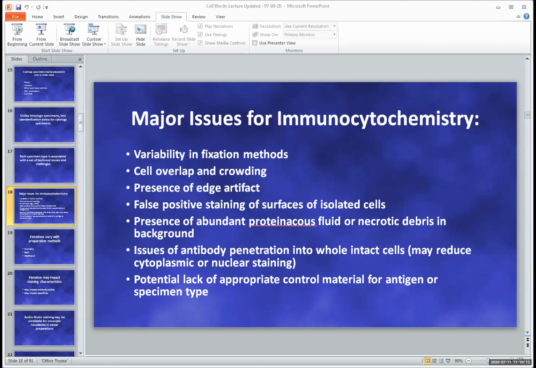Remember, when we look at surgical pathology material and cell block material, we're cutting sections through those intact cells, so they're no longer really intact. We've opened up the cytoplasm and the nucleus for easier penetration of the antibody. When we're using smears and other preparations that retain whole cells, that penetration may be delayed or inhibited.